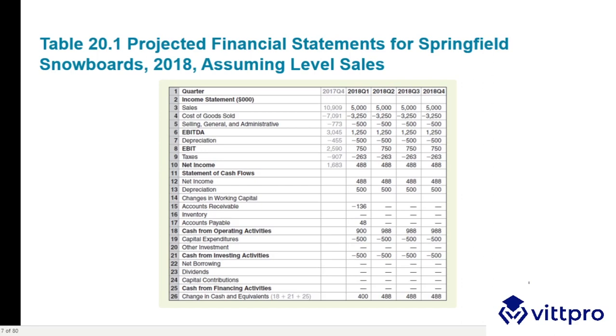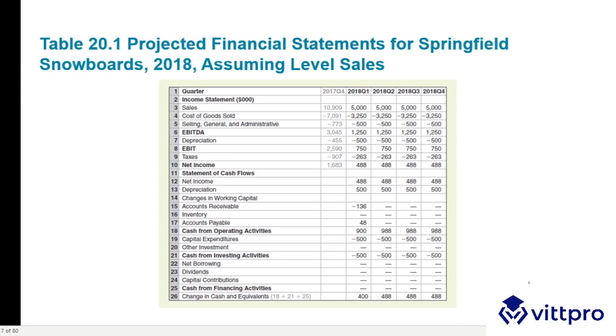The only thing slightly changing is the account receivable, right? And then the cash from operating activities is there, capital expenditures are there. So it means the company is making an extra cash of $400 or $488 every quarter. So here you don't really have a problem, correct? There is no cash requirement. You just have extra cash of $488,000 every quarter to invest. So you can invest it easily, right?